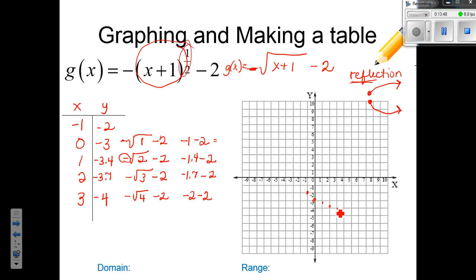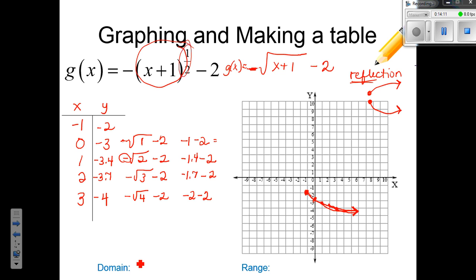Now be careful because this should be a little bit more curved than what I'm showing there. I didn't graph them very nicely there. It should be a nice curve. It should not be a straight line. This is our starting point. Remember, we cannot go beyond our starting point.